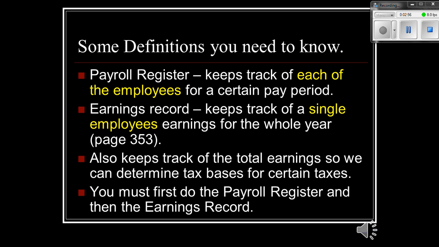We use the earnings record to keep track of the accumulated earnings for each employee. The reason we do that is because once an employee makes a certain amount of money, we don't have to pay the taxes on that employee anymore. So we need to keep track of that. Remember, it's always the accumulated earnings plus the gross pay. It's basically carrying the information down from the payroll register for everybody to an individual earnings record and keeping track of his accumulated earnings.